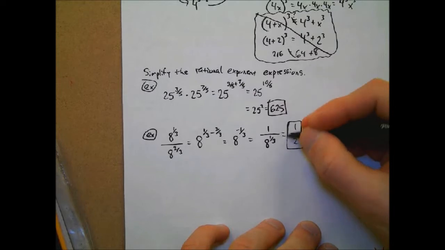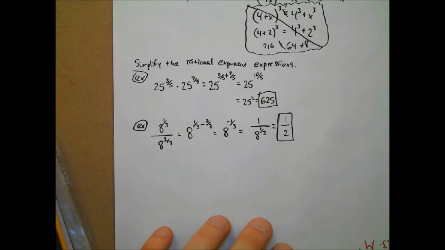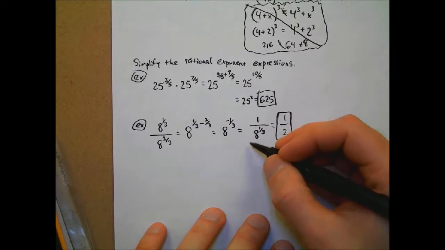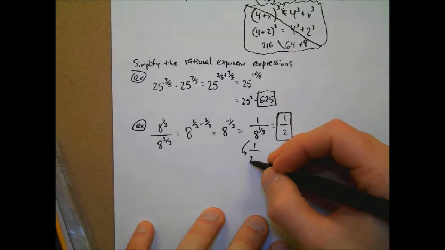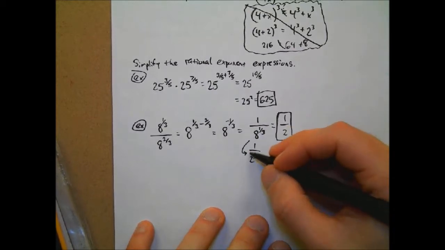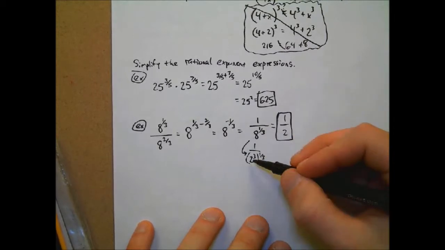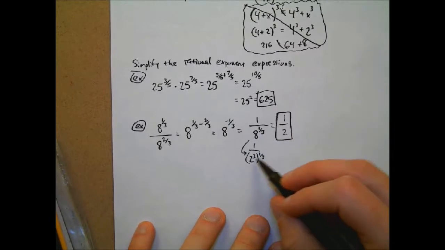Okay? Now, if you want to see this with even more exponent properties here, let me just show you a little intermediate step here. I could rewrite 8 as 2 to the 3rd, right? So I could take that 8 to the 1/3 and rewrite it as 2 to the 3rd to the 1/3, couldn't I? I still have to raise it to the 1/3 power. But now I have a power raised to a power.